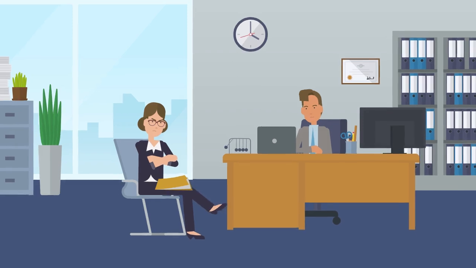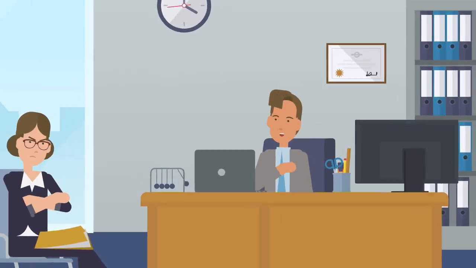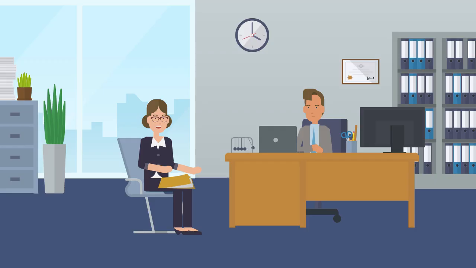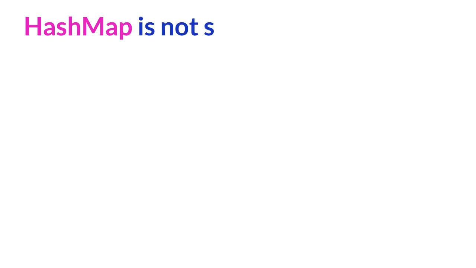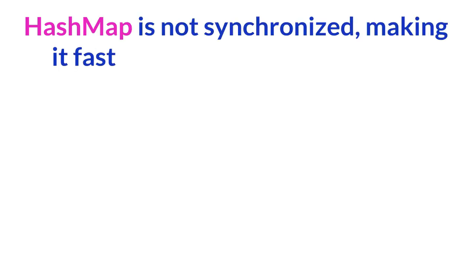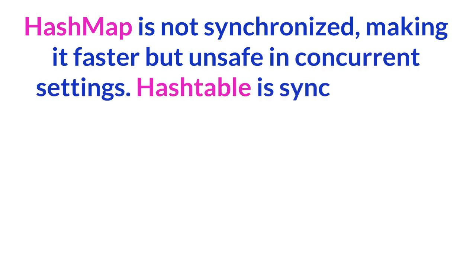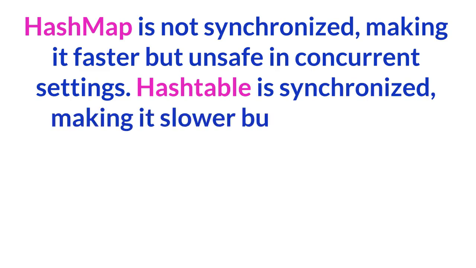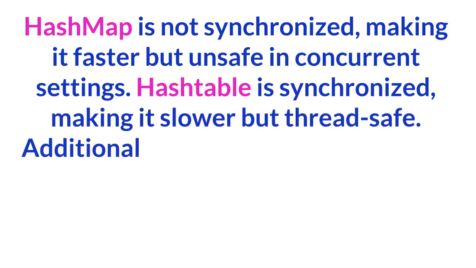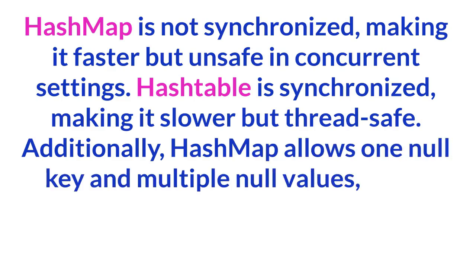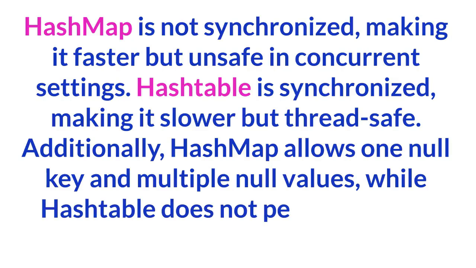What is the difference between HashMap and Hashtable in Java? HashMap is not synchronized, making it faster but unsafe in concurrent settings. Hashtable is synchronized, making it slower but thread safe. Additionally, HashMap allows one null key and multiple null values, while Hashtable does not permit any null keys or values.